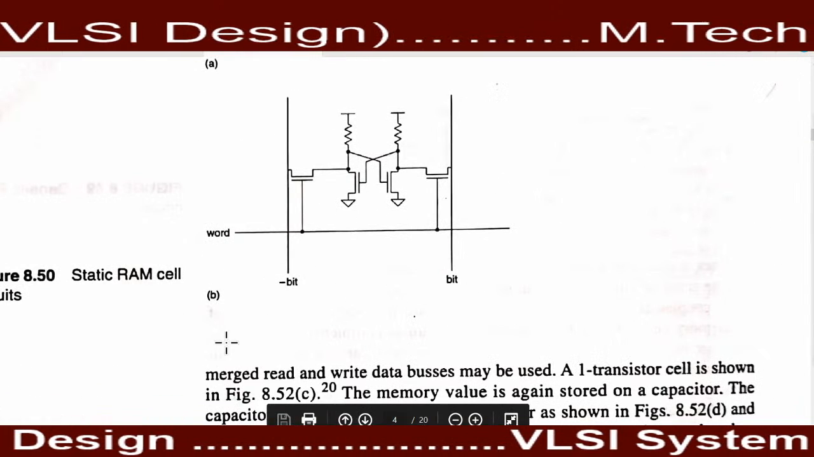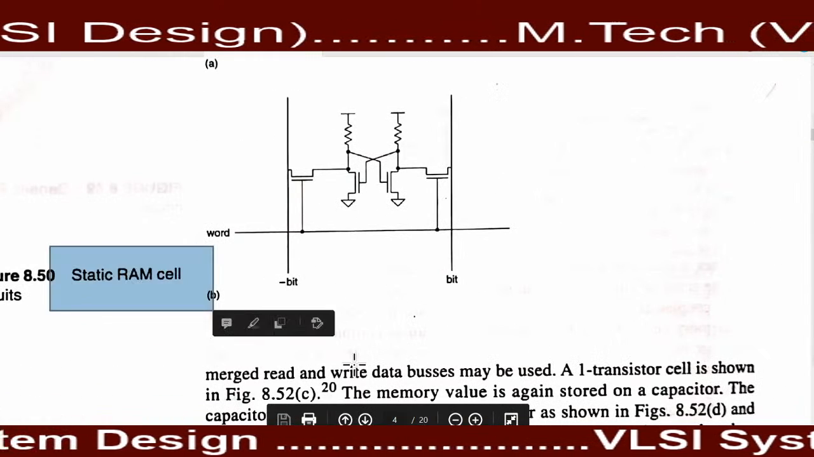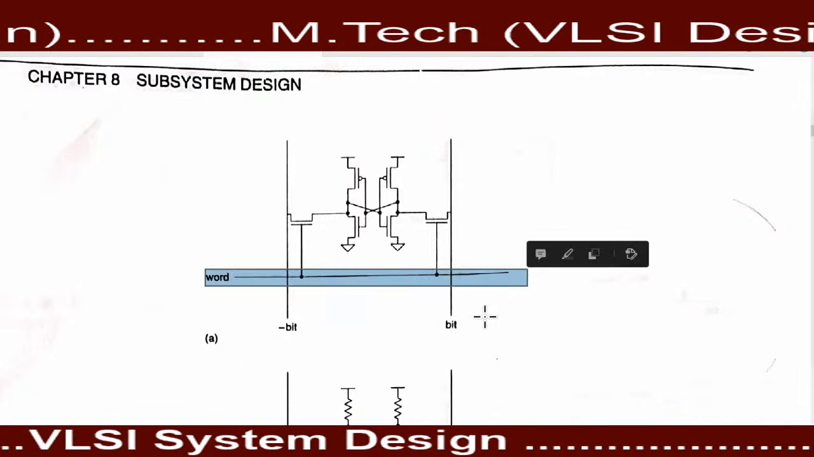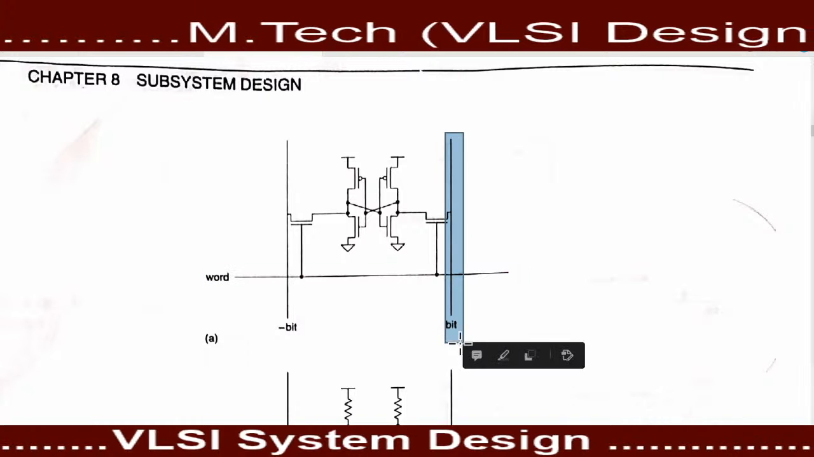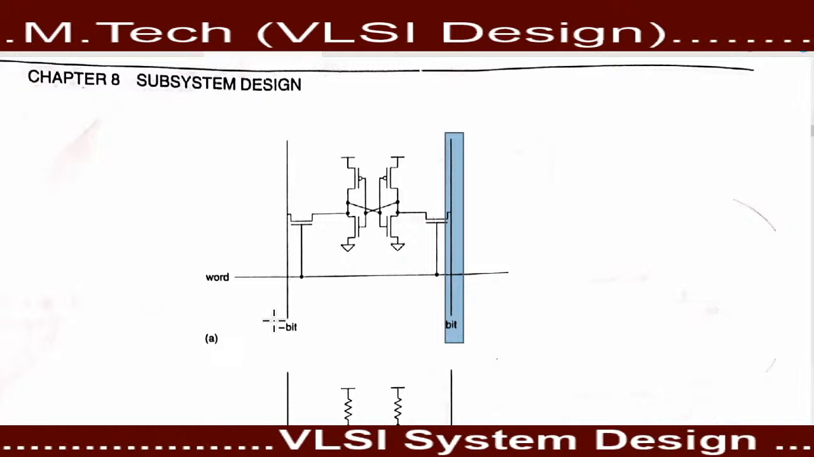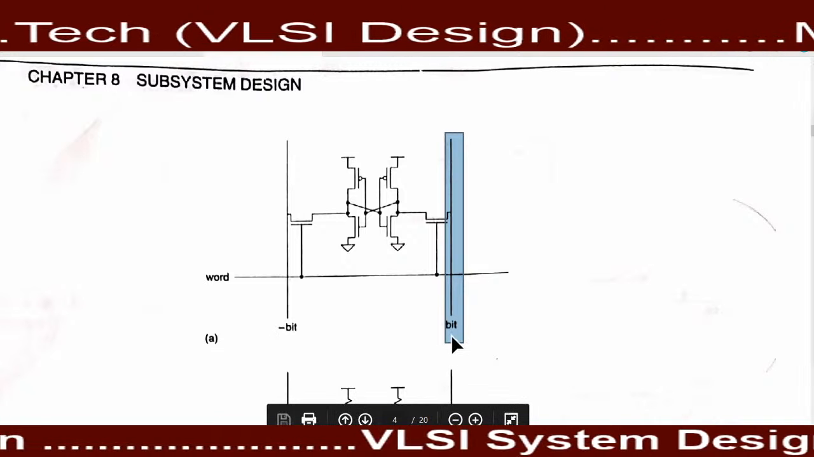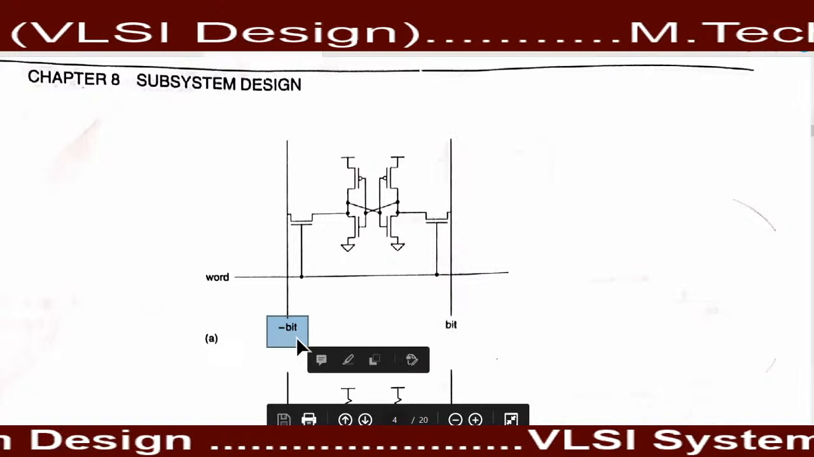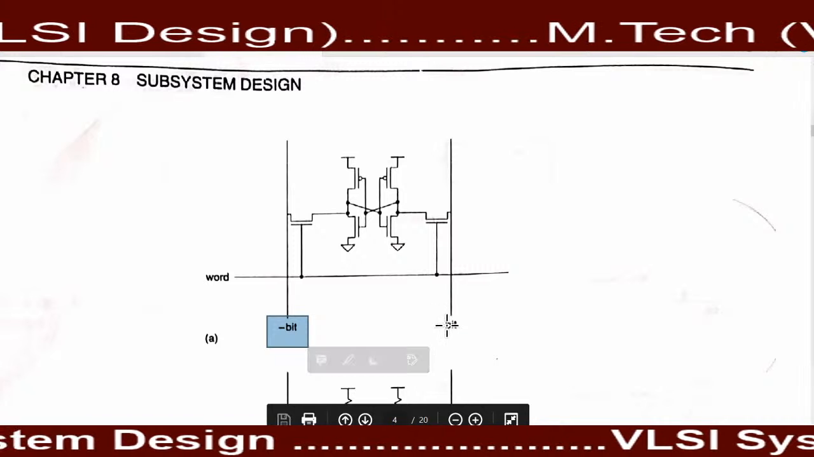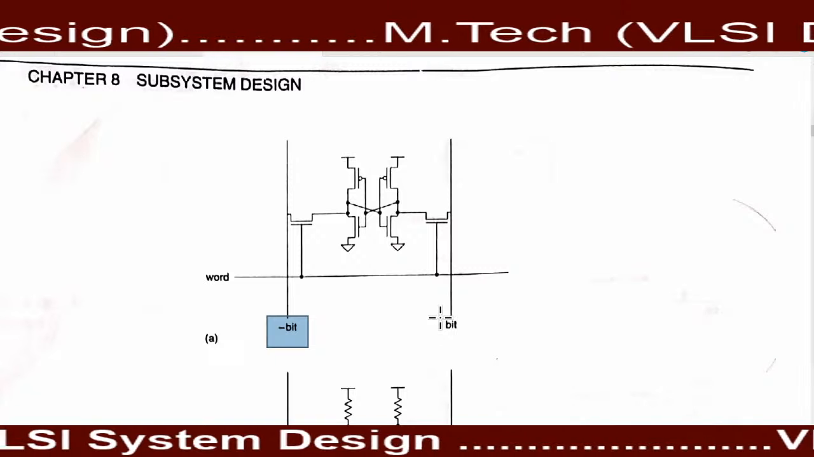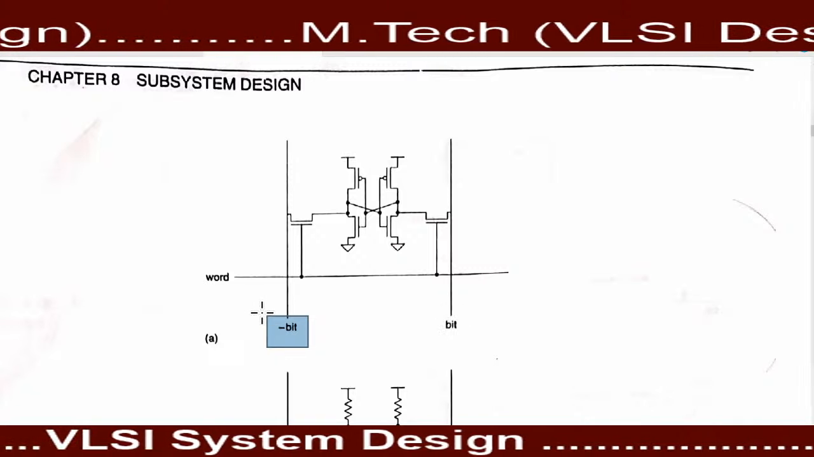Okay, one SRAM cell circuit, one static RAM circuit is shown here. Here, this word line is presented horizontally, and the bit line is presented vertically. The minus bit is nothing but a bit bar. So always the output that we find from this end and the output that we find from this side are complements of each other. That's why if I'm writing the bit at this end, we need to write bit bar at this end.